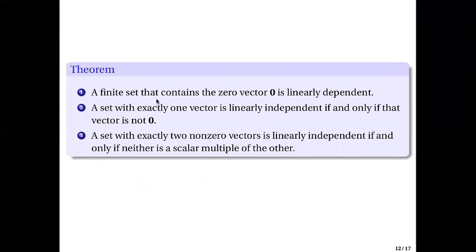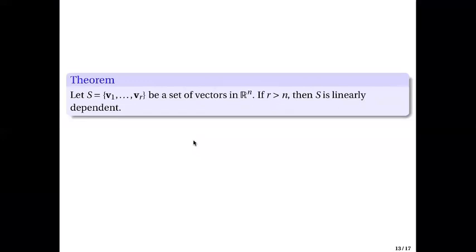But these are easy criteria. If you have the zero vector in that set, it is linearly dependent automatically. If you only have one vector, you can easily determine if it is linearly dependent or not. If you have only two vectors, you can easily determine if the set is linearly independent or not. But what about if we have many vectors?